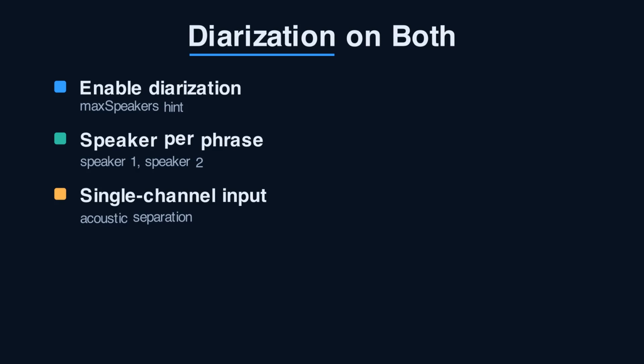Diarization needs single-channel audio to separate voices by acoustics. If your recording already has separate channels per speaker, use channel-based splitting instead. Mixing both confuses the model and degrades labels.